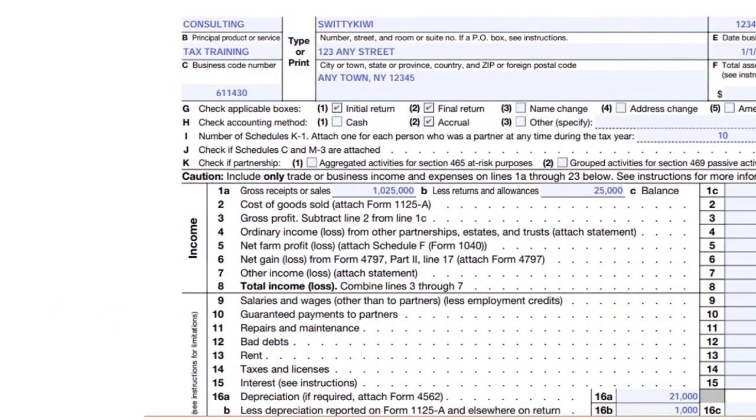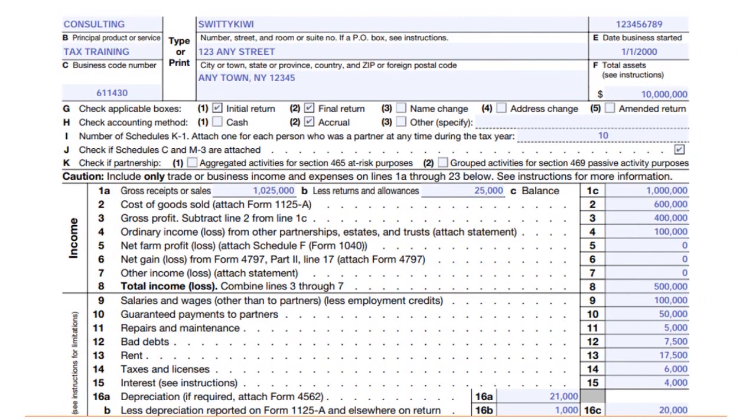You have to put the number of Schedules K-1 that are attached to this Form 1065. So we put 10 here. And if there are Schedule C and M-3 attached, we also have to check that. You have to check the box on line J, and here on line K. Line K is not applicable to us, so we did not check that.